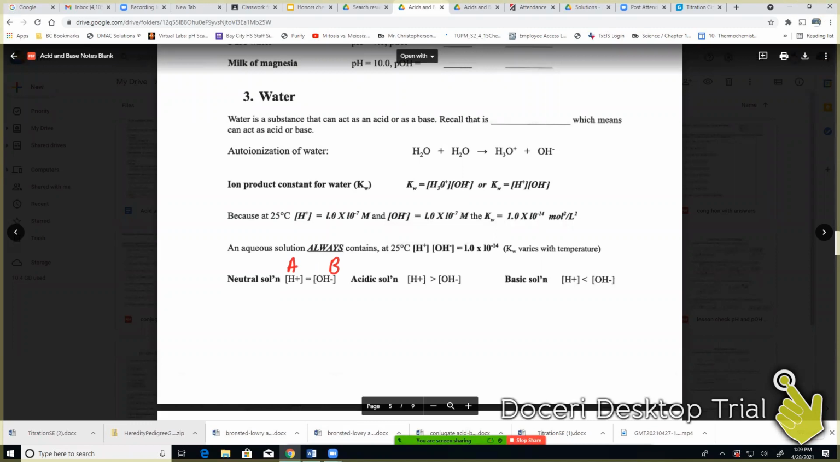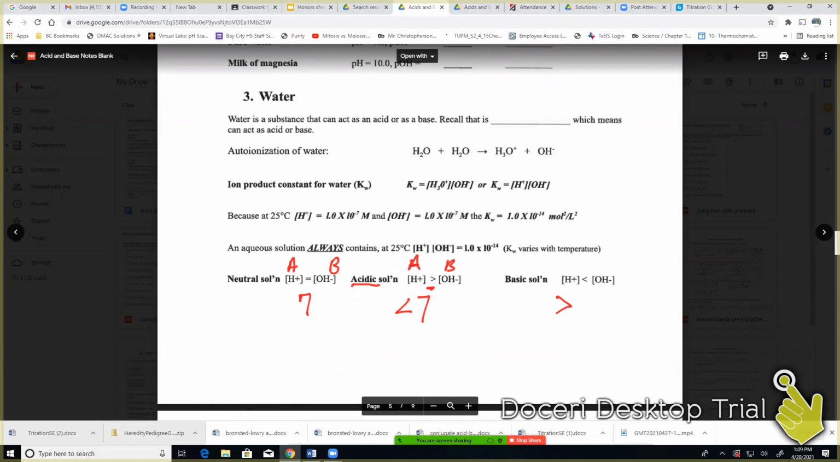So whenever it's neutral, then it makes sense that the H plus concentration would be equal to the OH concentration. That's when your pH would be 7. When it's acidic, so less than 7, it makes sense that the H plus, which is representing the acid, is greater than the OH, because you have a pH less than 7. And then it would be switched the other way.